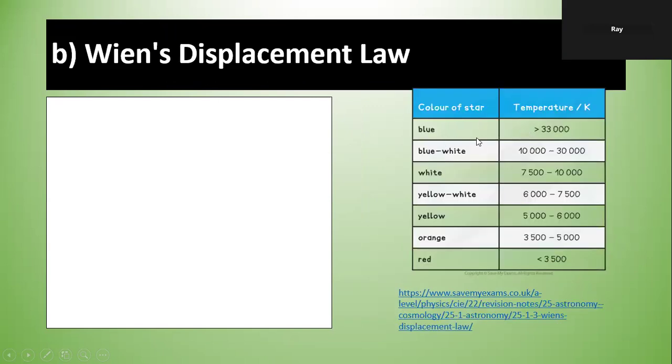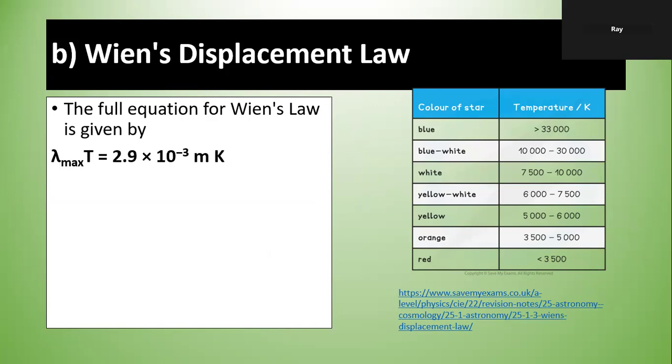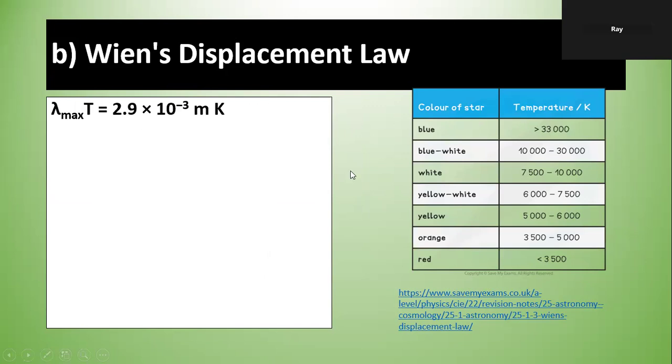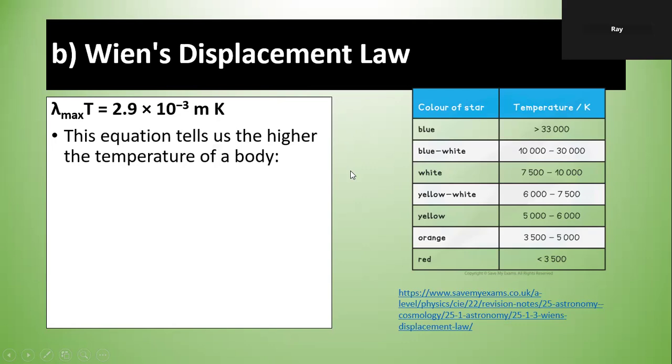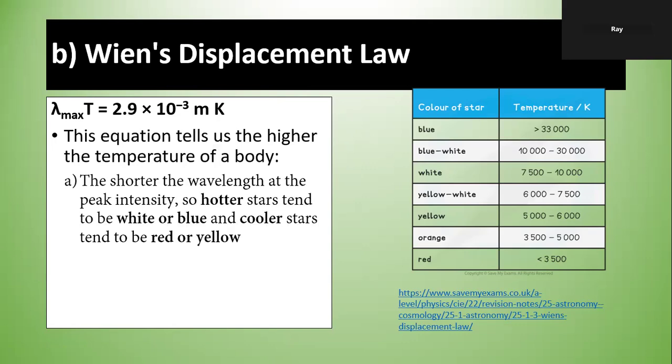There is a table. Yellow is between 5,000 and 6,000. Red is less than 3,500 Kelvin. The full equation, if they want you to calculate, they will give you this value. This equation tells us that the higher the temperature of the body, the shorter the wavelength at the peak intensity. So hotter stars tend to be white or blue, and cooler stars tend to be red or yellow.